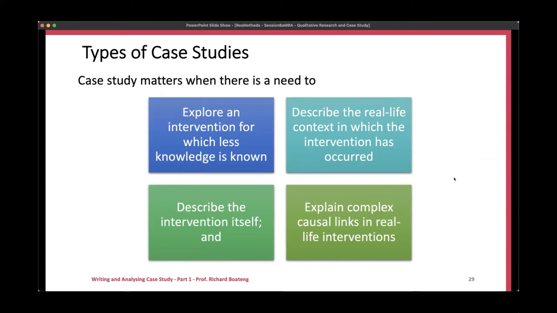Now, we can have an exploratory case study, which can explore an intervention where less knowledge is known, like how exploratory studies are done, or a descriptive case study that will depend on a theory to be able to describe a real-life context in which an intervention occurs, or describe the intervention itself, or an explanatory case study that will not just reveal, but explain causal links in real-life situations.